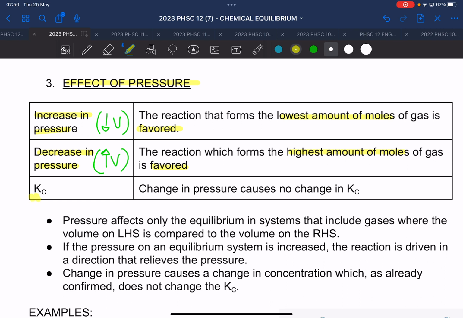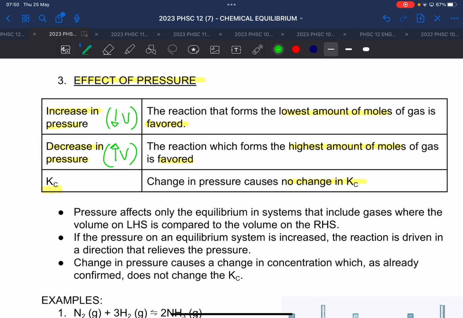And again, the change in pressure will not change the Kc value, because changing the pressure for a gas is like changing the concentration. It has the same idea.